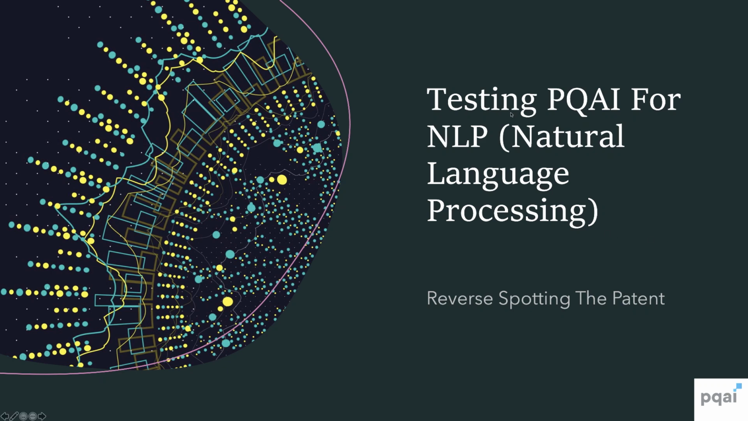So let us put PQAI to a simple test. We want to check if there is an idea which has already been protected by a patent. Is PQAI able to find that out or not? So this will be a simple validation check, and let us go ahead and see how we are going to do this.